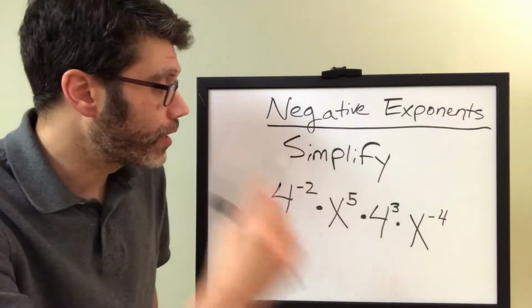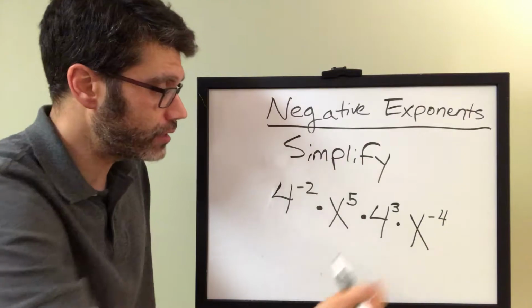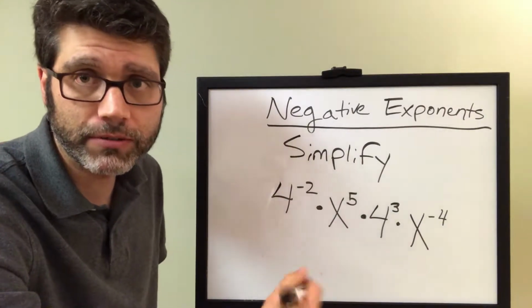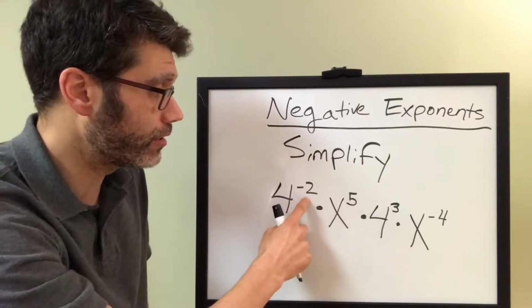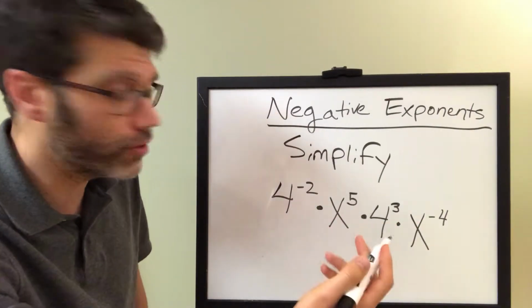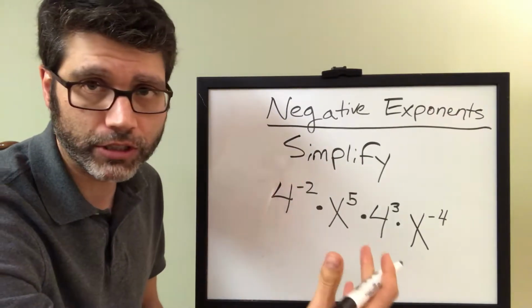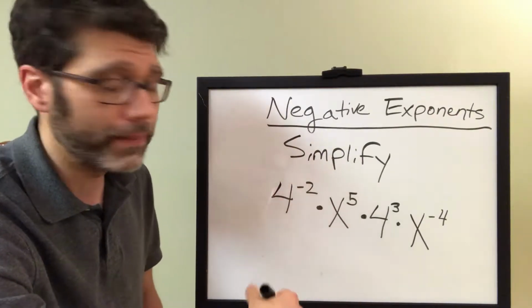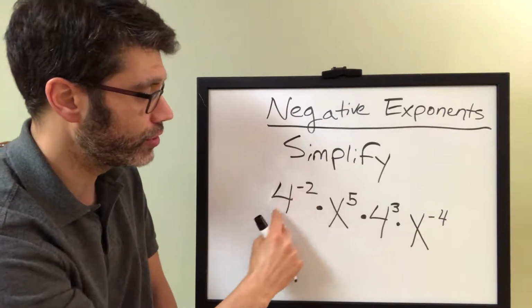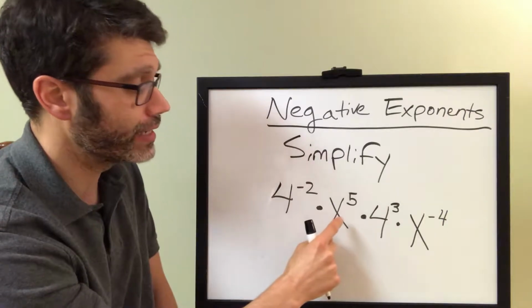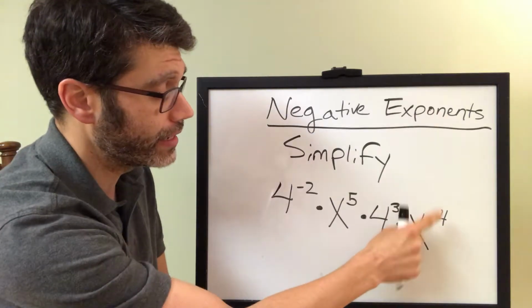All right, so we can tackle a problem that looks like this by simplifying an expression with exponents. In this case, there are some negative exponents thrown in, and that's okay. So let's use all of the rules that we have already learned up to this point on how we deal with bases and exponents. So here we have 4 to the negative 2 multiplied times x to the 5th times 4 to the 3rd times x to the negative 4th.